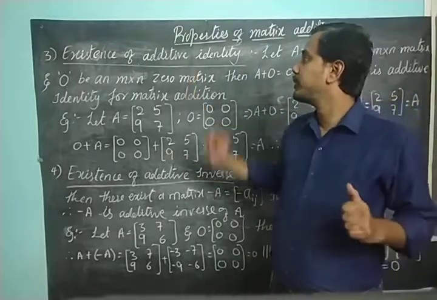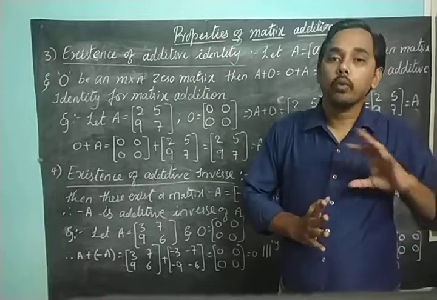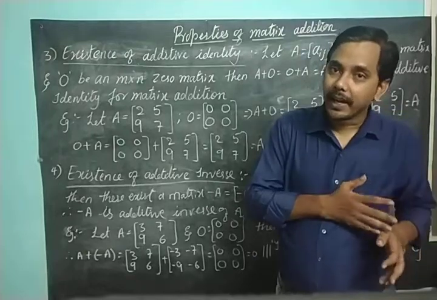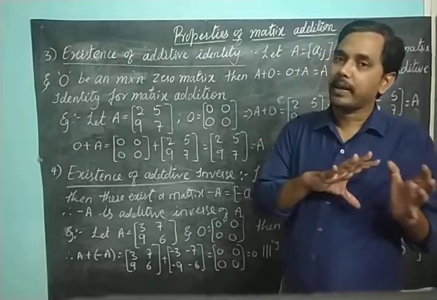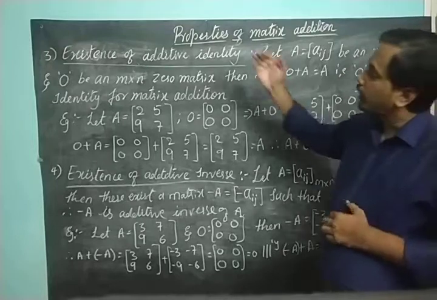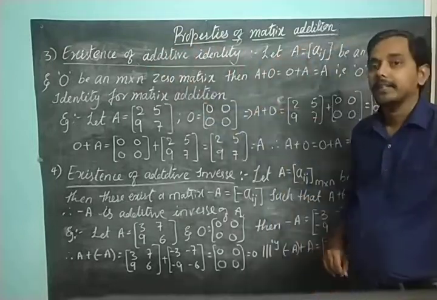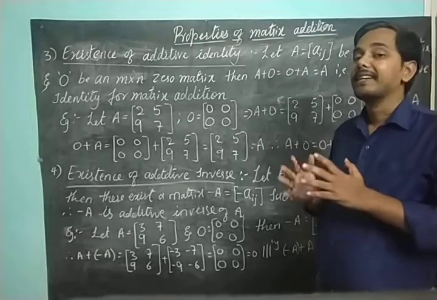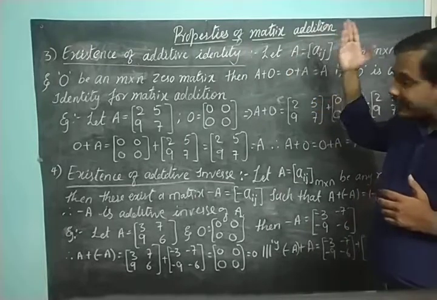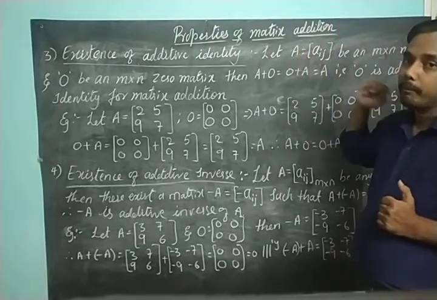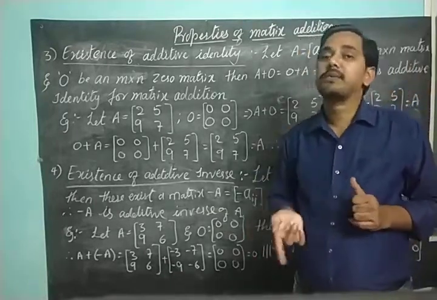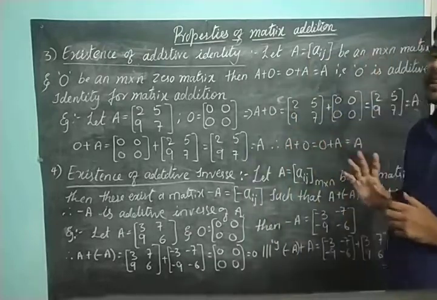Existence of additive identity means what? Every matrix has its own identity matrix, right? For every matrix there exists an identity matrix, which will be the identity matrix for our considered matrix. That is why we call it existence of additive identity. If we consider matrix A, this matrix A has an identity matrix, and that identity matrix is different for the addition process and different for the multiplication process.